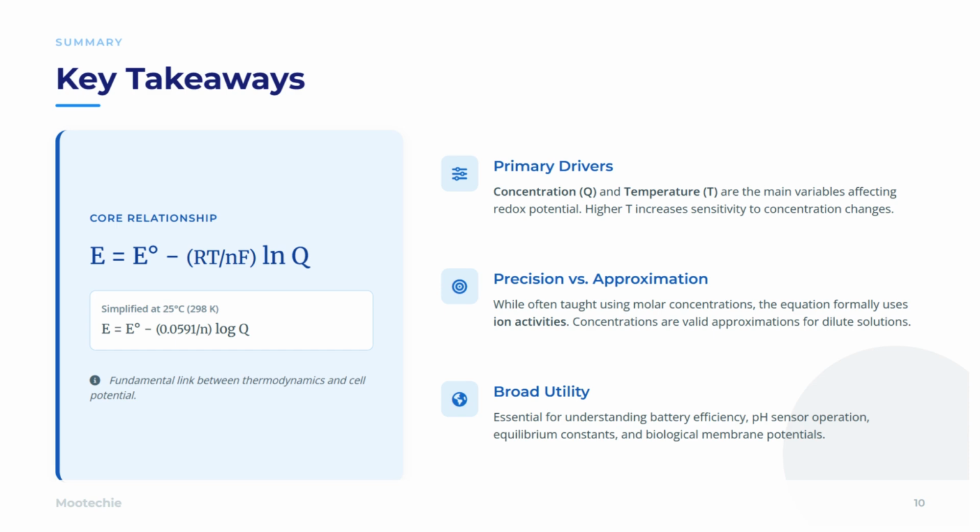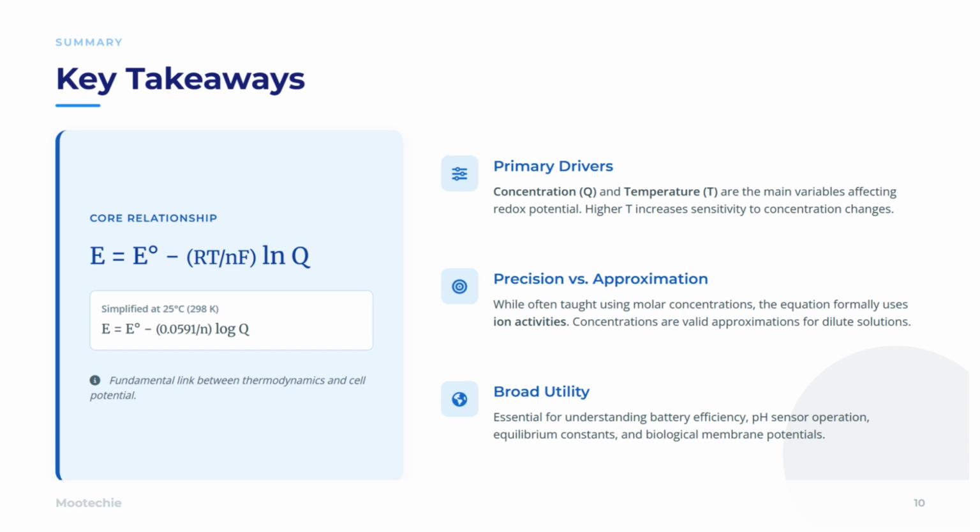This summary slide gives us the key takeaways. We revisit the core relationship. E equals E degree minus RT over NF times the natural log of Q, and its simplified form at 25 degrees Celsius, E equals E degree minus 0.059 over N times the log of Q. This provides a fundamental link between thermodynamics and cell potential. The primary drivers are concentration through Q and temperature. Higher temperature increases the system's sensitivity to concentration changes.